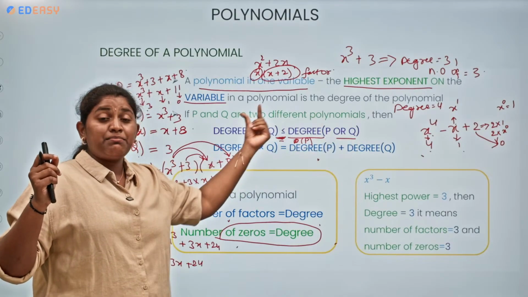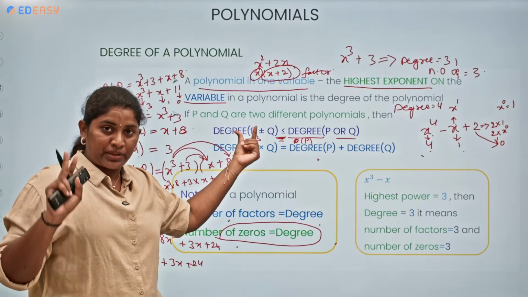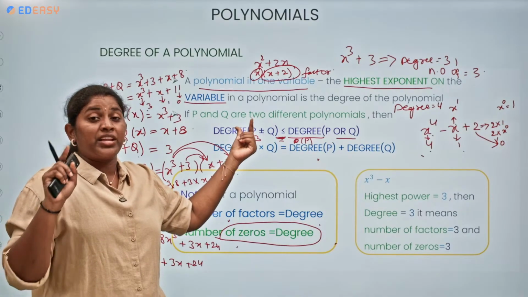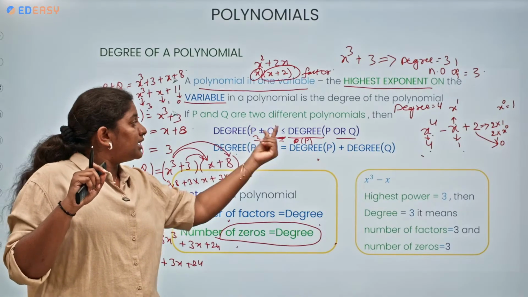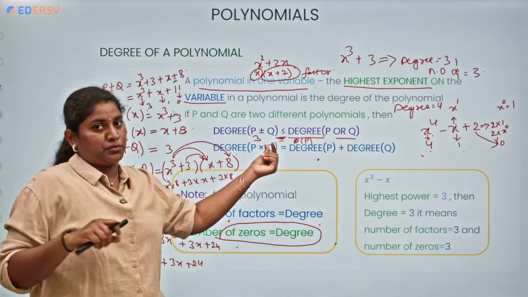Simply, if you take the addition or subtraction of two polynomials and find the degree of that polynomial, then you will get a degree less than or equal to that of either of the two polynomials.